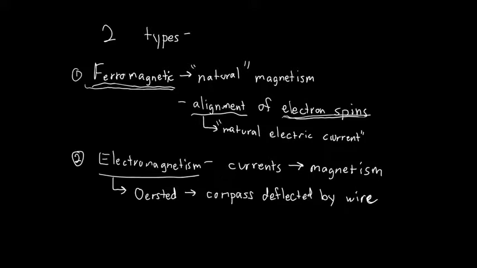And we also have electromagnetism, electromagnets. These are magnets that you create by running electricity through something, and currents result in magnetism. This is a phenomenon that was first noticed by Ørsted when he held a compass up to a wire and it was deflected. You could see this yourself if you take a compass and hold it up next to an electrical outlet, just one of those little three-pronged electrical outlets.